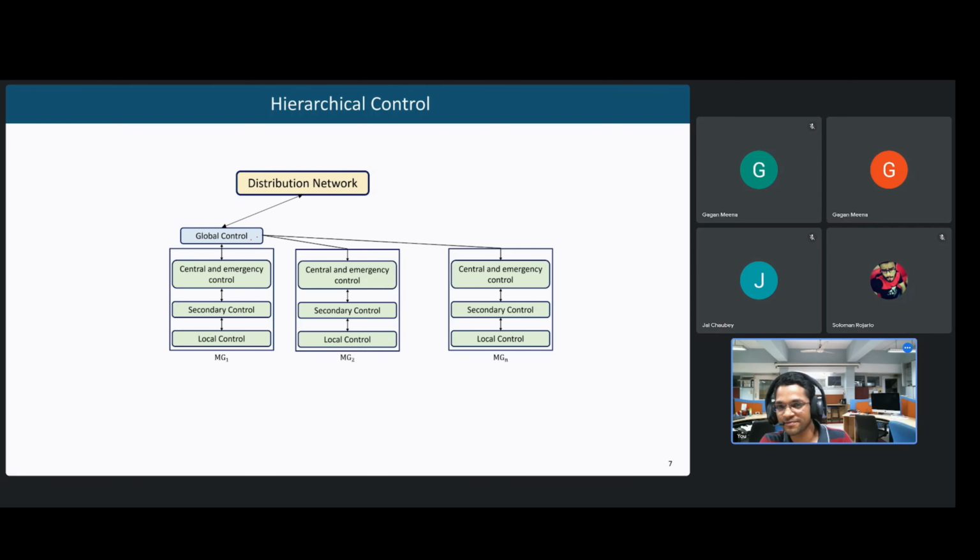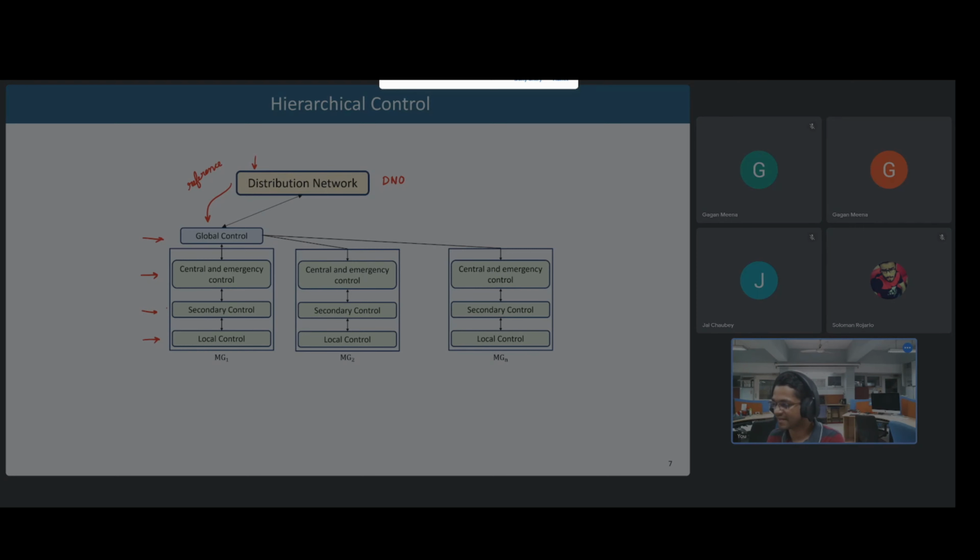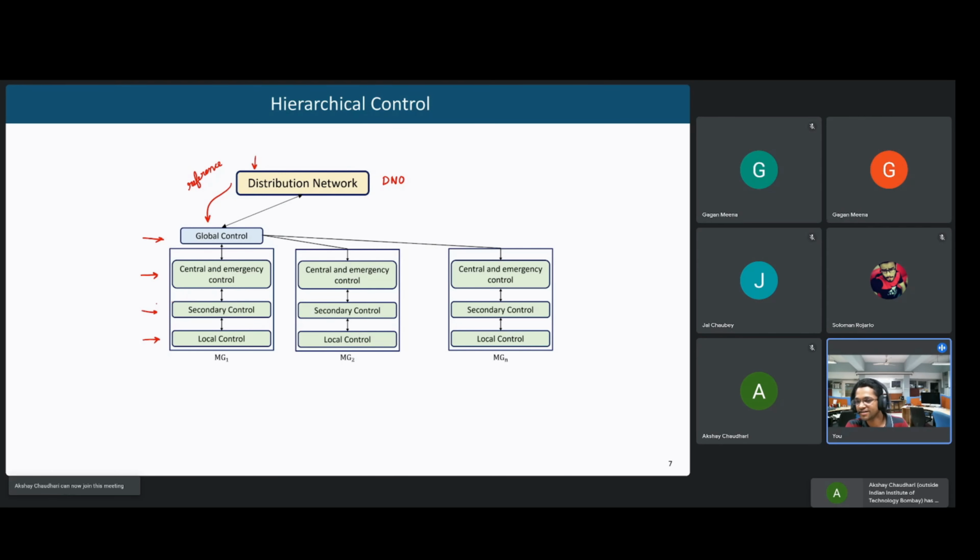So here we can see the main distribution network, which is operated by a distribution network operator, and the reference signal is provided by this DNO. There are these four hierarchies: global control, then central and emergency control, then secondary and local. For each microgrid there are three levels of control, and then there is one global control which interacts with the distribution network operator and all the microgrids. So one microgrid can receive signals from the other microgrids also via this global control.